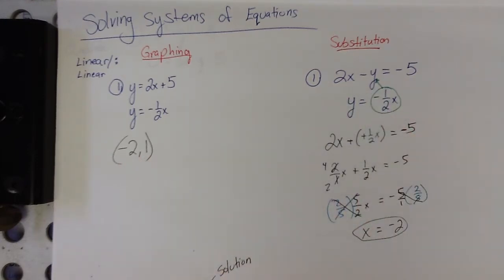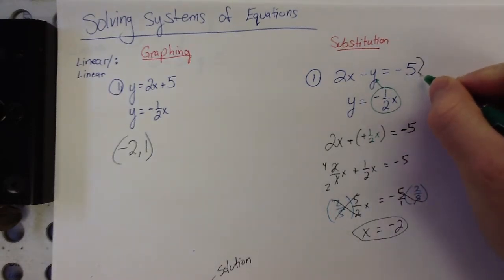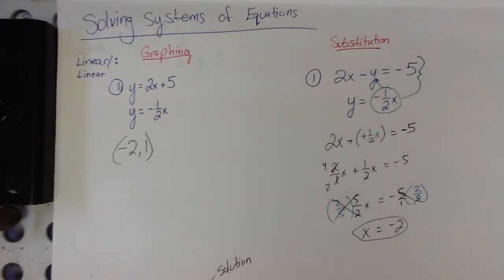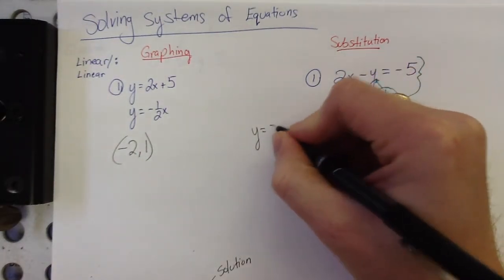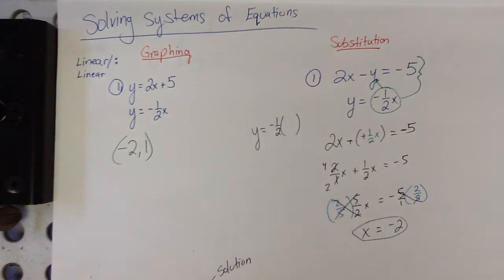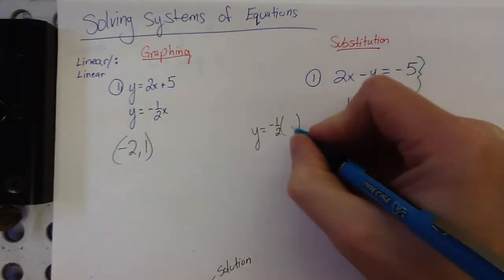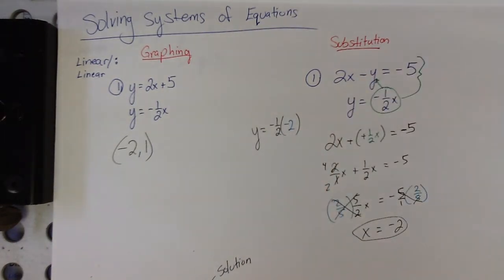All right, so go back to the beginning. Either one of these two equations, doesn't matter. Pick the one that looks easier, which I'm going to go with the one that says y equals already. All right, and I'm going to substitute again. It's -1/2 x. So instead of x, I'm going to put -2 in its place. And there you go.